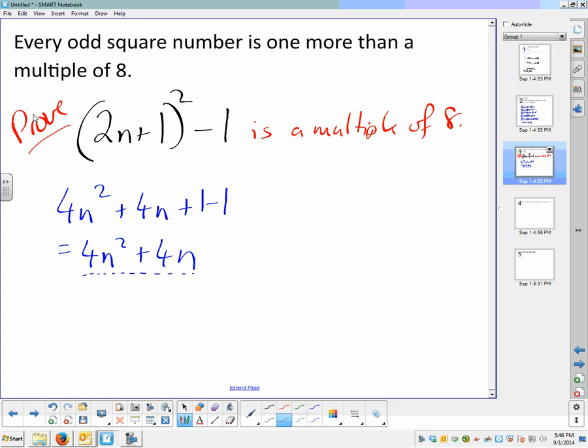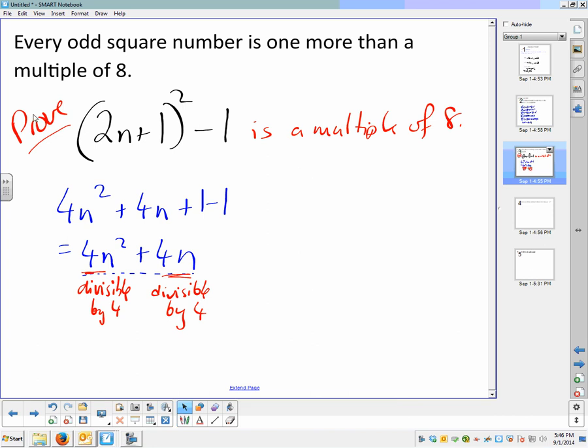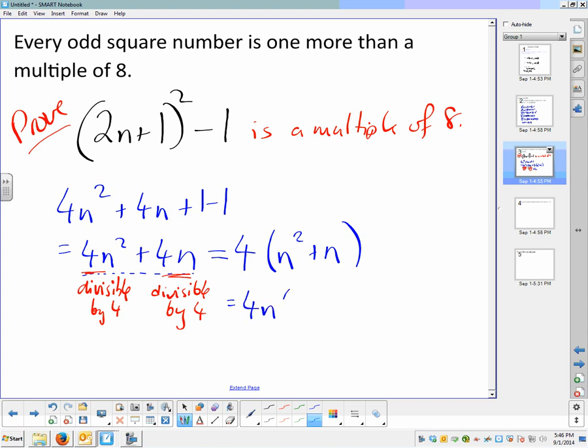Hopefully that's obvious, because there's a 4 here, divisible by 4, and there's a 4 here, divisible by 4. So how do I get from there to reach the conclusion that it's not just divisible by 4, but it's actually divisible by 8? Well, I'm going to factorize it. Take 4 out as a factor. I get n squared plus n. Take n out as a factor. N times n plus 1, all multiplied by 4.